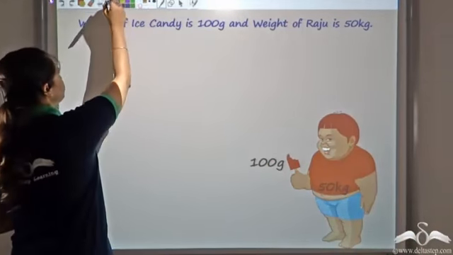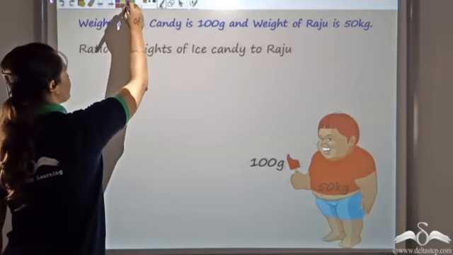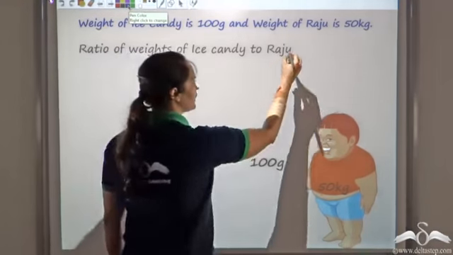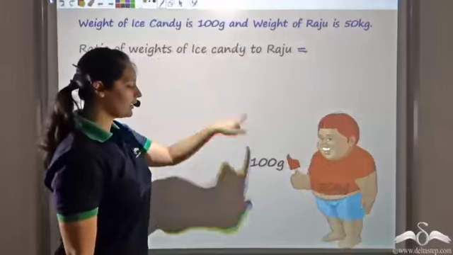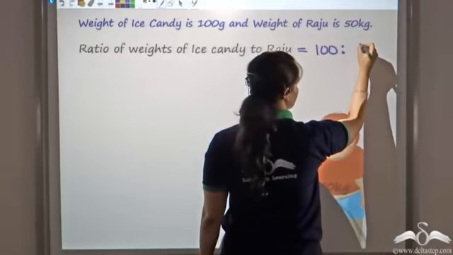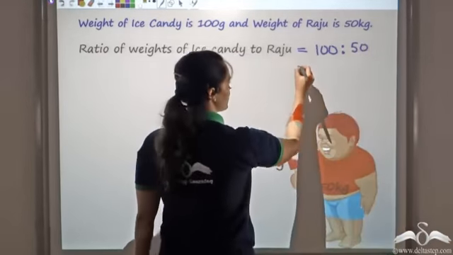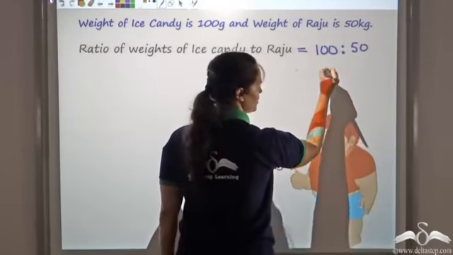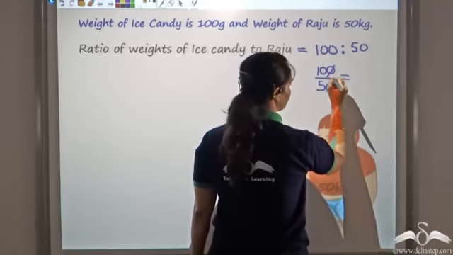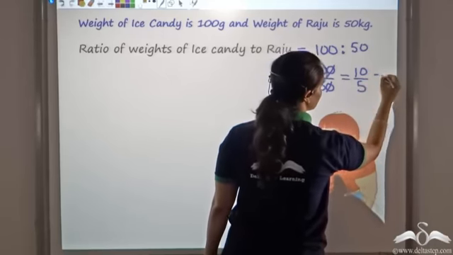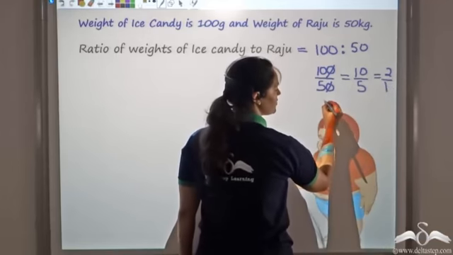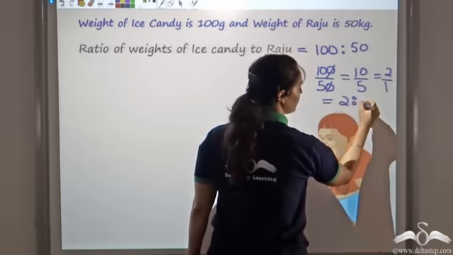So the ratio would be, if I want to find the ratio of weight of ice candy to Raju, that would be ice candy is 100 grams to Raju, which is 50 kgs. This is what I get. So I can express this as division, which is 100 by 50. This is nothing but 10 by 5, which is again 2 by 1. So this, division 2 by 1, can be written as ratio, which is 2 is to 1.